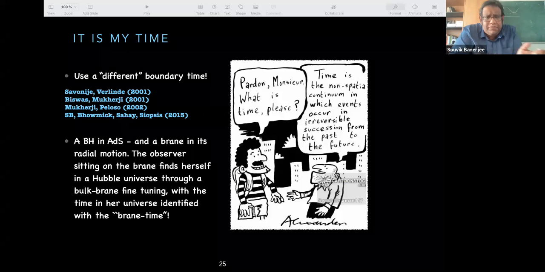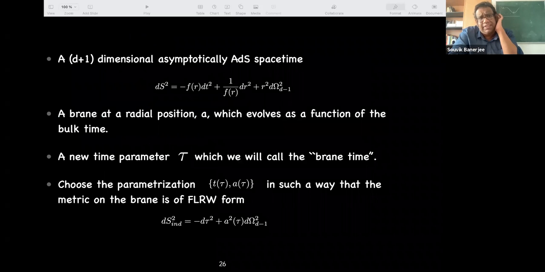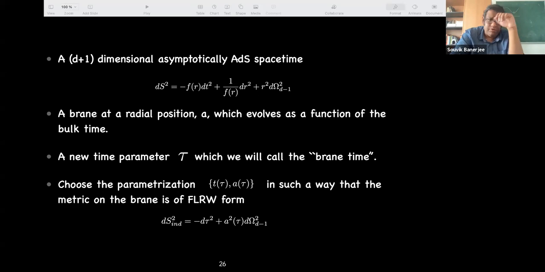But this is kind of an old-fashioned thing in holography, sometime back in 2000, where people talked about this radial motion of branes in AdS. So the basic idea was that you start with a d plus one-dimensional asymptotic AdS spacetime and the brane at a radial position a, which evolves as a function of bulk time. And we define a new parameter tau, which we'll call the brane time, and choose a parametrization in such a way that the induced metric of the brane is of the FLRW form, the Friedmann, Lemaitre, Robertson, Walker form.